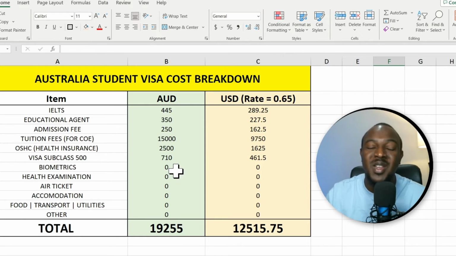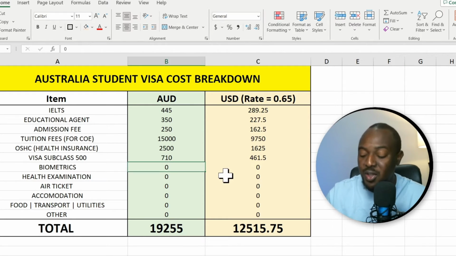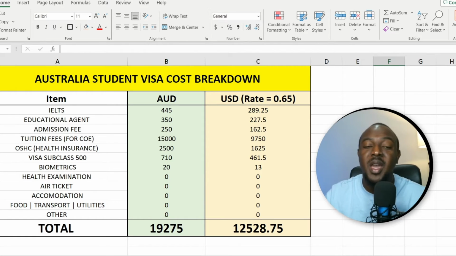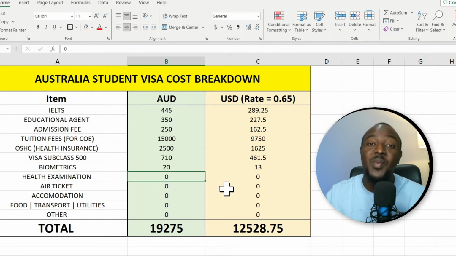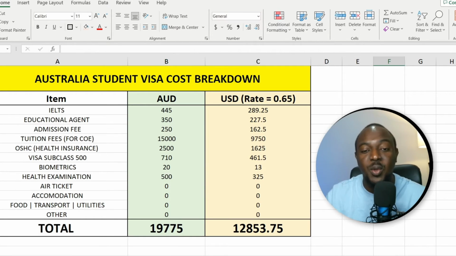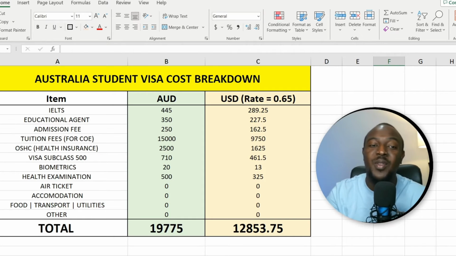So getting your biometrics, I'm basically from Ghana, and it roughly costs 20 Australian dollars to get your biometrics done. And for the health examination too, I'm from Ghana, it basically costs around $500 to get all your medicals or health examination done. Once you get that out of the way, then you need your air ticket. So let's say you've got your visa grant. Congratulations, you now need your air ticket.